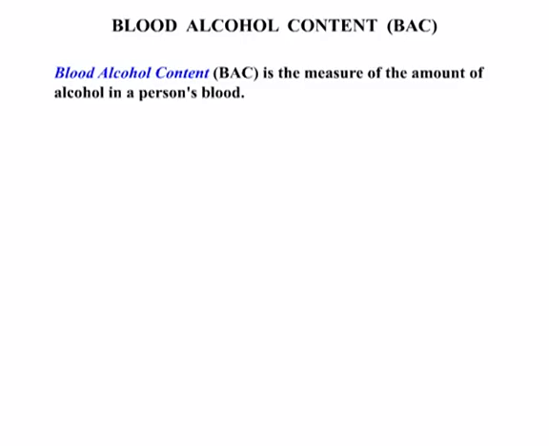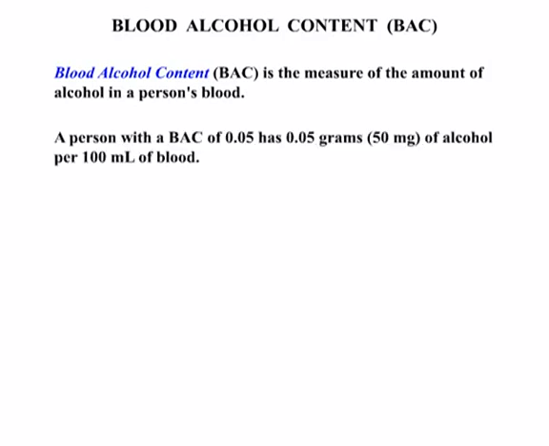So in today's lesson, we'll be looking at blood alcohol content. Now, just a couple of definitions firstly. The blood alcohol content, or BAC, is the measure of the amount of alcohol in a person's blood. Now, a person with a BAC of 0.05 has 0.05 grams, or 50 milligrams, of alcohol per 100 milliliters of blood. And an estimate of the BAC can be found using formulae.